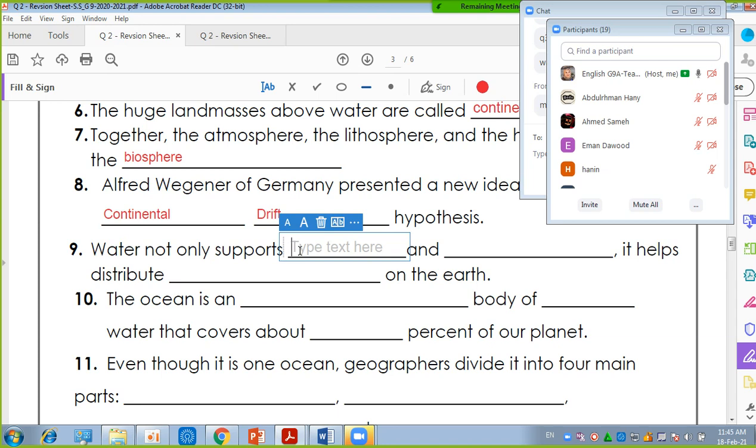Water not only supports life, it helps distribute heat on Earth. Iman Dawood. Hi, Miss. Sorry, the mic was not working. Fine, okay. Water not only supports... No, I don't know. Okay, Iman. Yes, Miss. Water not only supports.